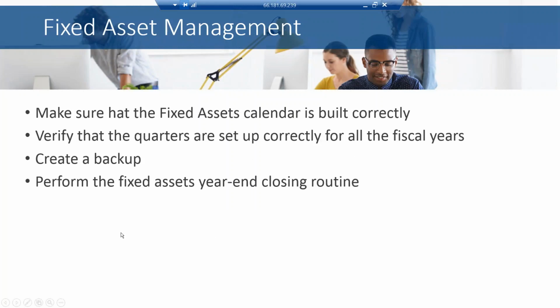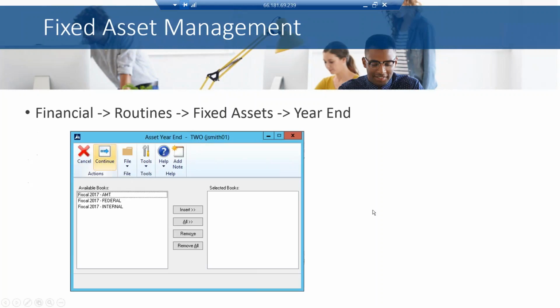You want to then make sure that your fixed asset calendar is built correctly. Verify that the quarters are set up correctly for all fiscal years. Create a backup, and then perform the year-end closing routine. Now, for this, it's a pretty simple process.